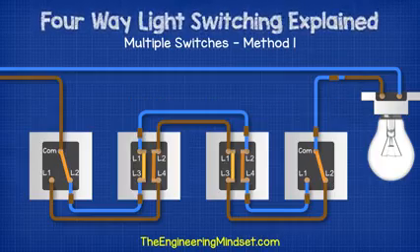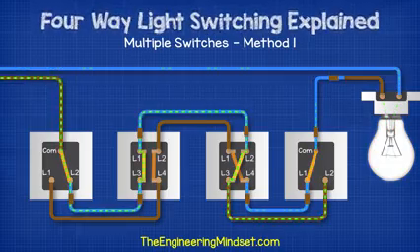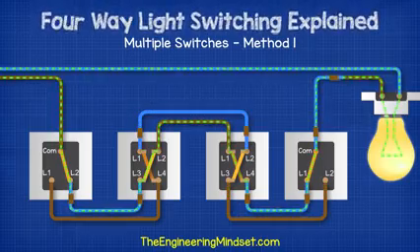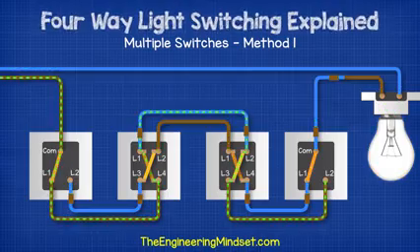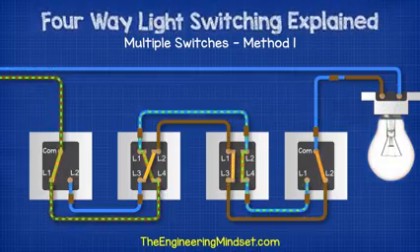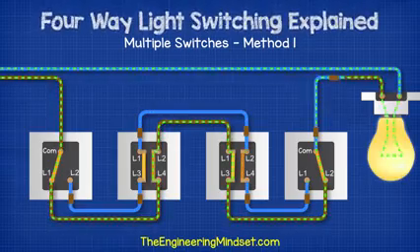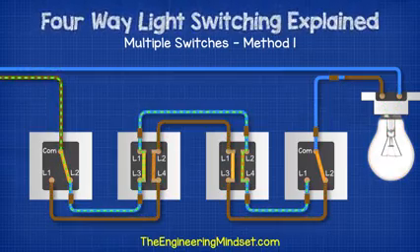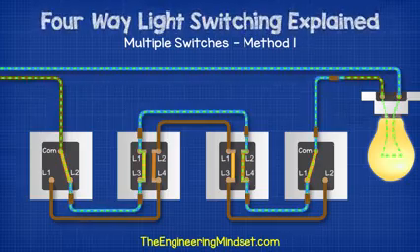This method is the simplest way to connect 4, 5, 6 or more switches into a light circuit. It's based off the design in the very first method we saw earlier in this video. This is typically used for completely new installations. The power comes in from one end and the lamp is connected to the other end. This way allows any switch to make or break the circuit.